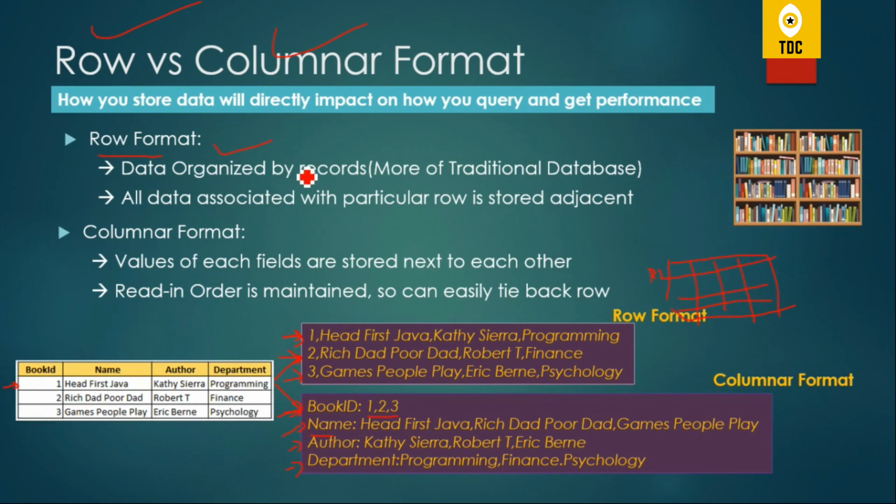So now that we have understood the row versus the columnar format, it is exactly like how you organize your books on a shelf, in a row format or a columnar format. How you store or organize the data will directly impact your query performance and the output you get. Basically it is the traverse time, which we will discuss in the upcoming video.